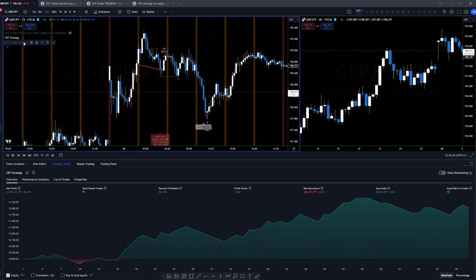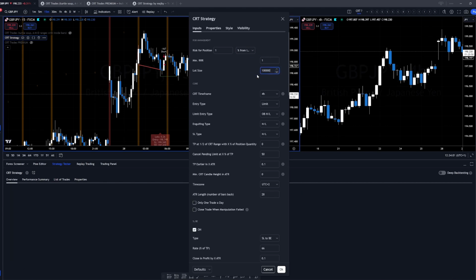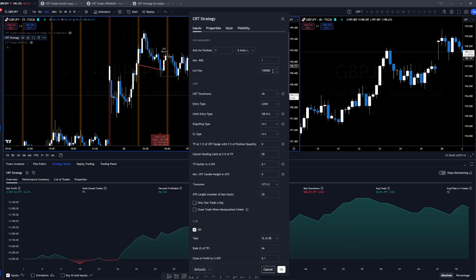It is based on the CRT Trades Premium, but has more settings that you can adjust. So, for example, risk for position from initial balance or equity. You can set minimum risk-level ratio. You can set lot size. There are different lot sizes for currencies, for indices, for metals, and so on.